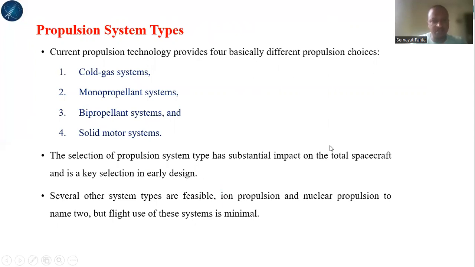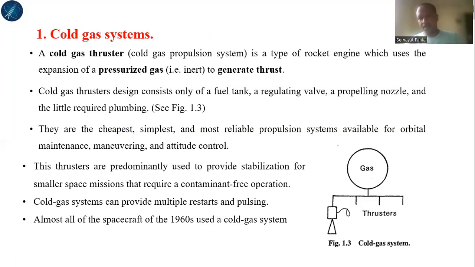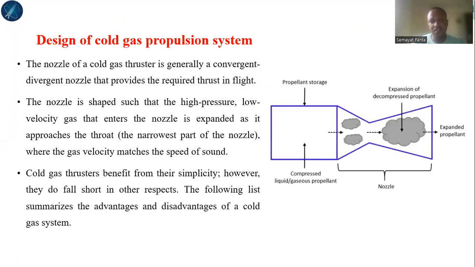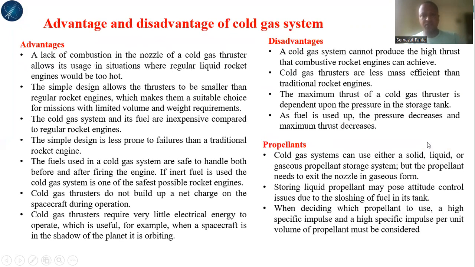Some of them are cryogenic propellants, some of them are hypergolic propellants. What are they? This is what we discussed last time. The cold gas system is the simplest form of propulsion system when it is compared with the others. And how the gaseous propellant comes out through the nozzle, the expanding gas through the nozzle, and produces thrust. So these are what we discussed last time.